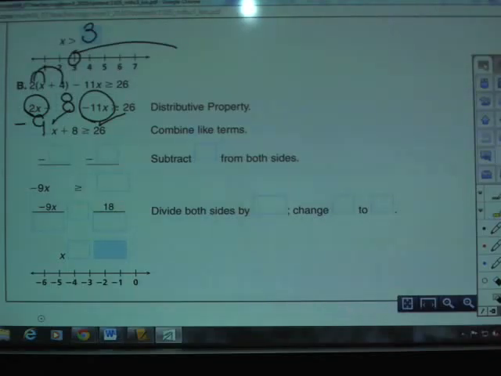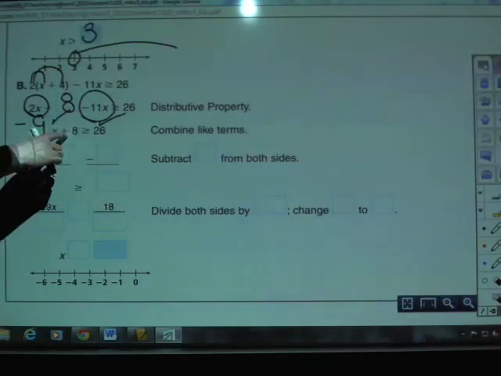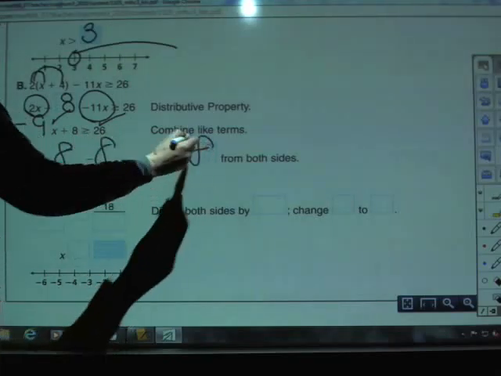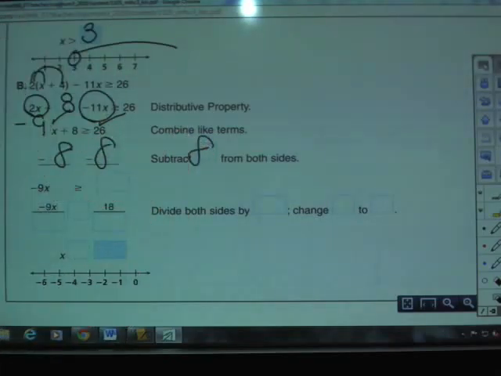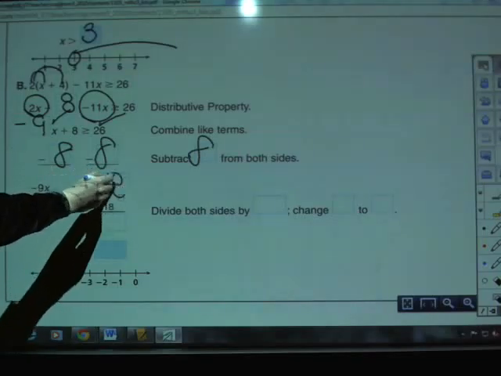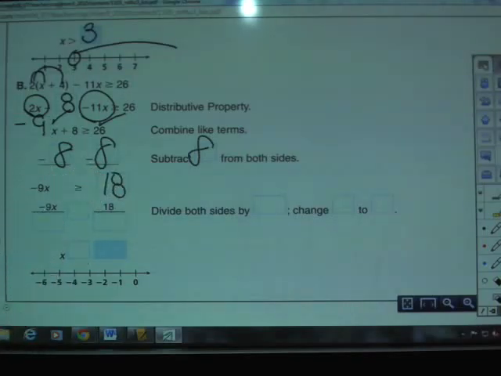Remember, when I want to move something to the opposite side of the inequality sign, I do the opposite. So since 8 has an addition sign in front of it, that means I'm going to subtract 8 from both sides. So I've got 26 minus 8 there. 26 minus 8 is going to change into 18. So I've got negative 9x is greater than or equal to 18.